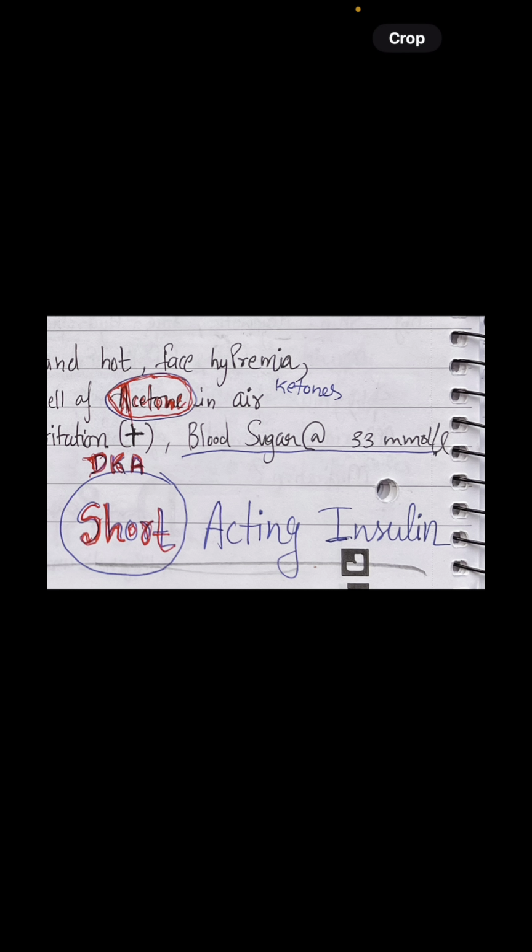Since the patient probably has positive peritoneal irritation, the patient is probably going for surgery right now, because it's an emergency surgery. As soon as possible we have to do that surgery. So we will prescribe short-acting insulin to the patient in order to prevent any kind of complications.